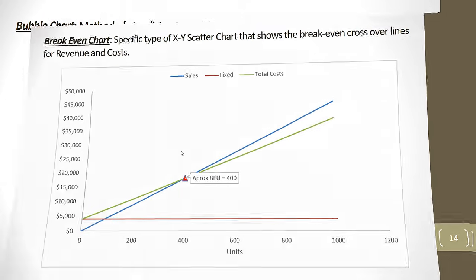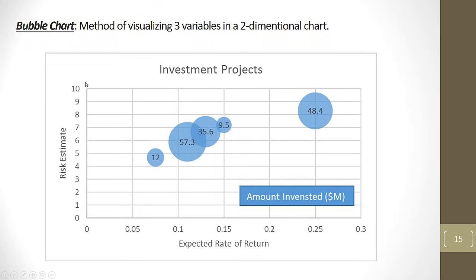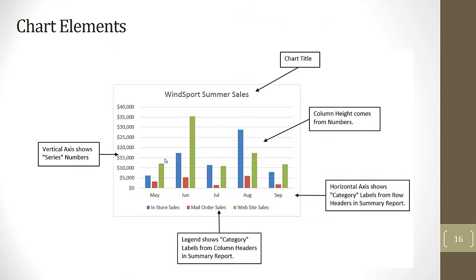And lastly, we have a bubble chart, which is like an XY chart, except we have a third variable, which is the size of the bubble. Now, one last thing before we jump over to Excel, we got to talk about terminology.